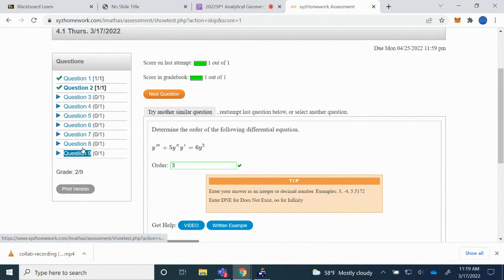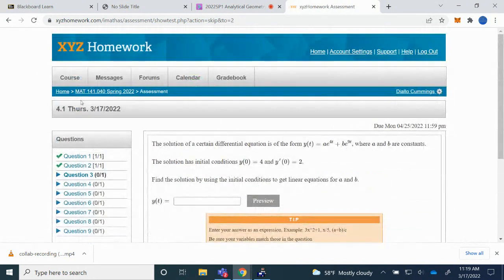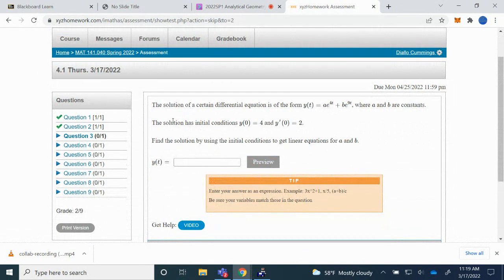Now for problems 3 through 8, they are slightly different. Let's take a look at problem number 3. For problem number 3, it says that the solution of a certain differential equation is in this form. So this is the actual solution, where a and b are constants. The solution has an initial condition of y of 0 is equal to 4, and y prime of 0 is equal to 2. And we have to find a solution by using the initial conditions to get the linear equations for a and b.